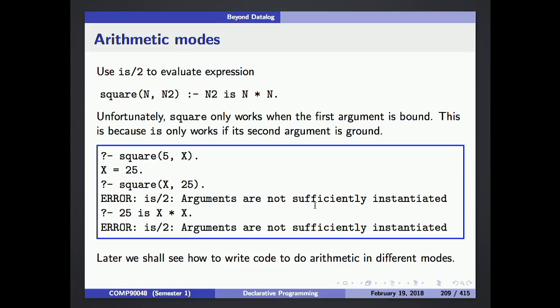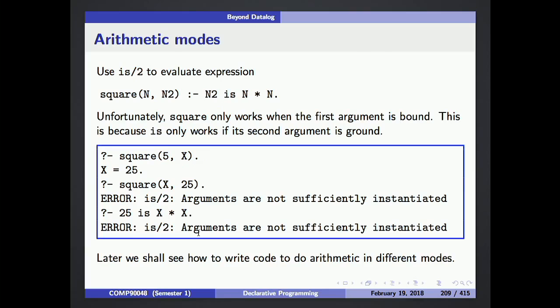Right? Arguments are not sufficiently instantiated, basically because "is" is not going to work unless this is a ground term. And in this case, you can see what happens is I pass in 25, and this is still a variable. So it's exactly the same as if I asked this question, 25 is X times X, and I get the same error, right? So basically, this call gets converted into this call.